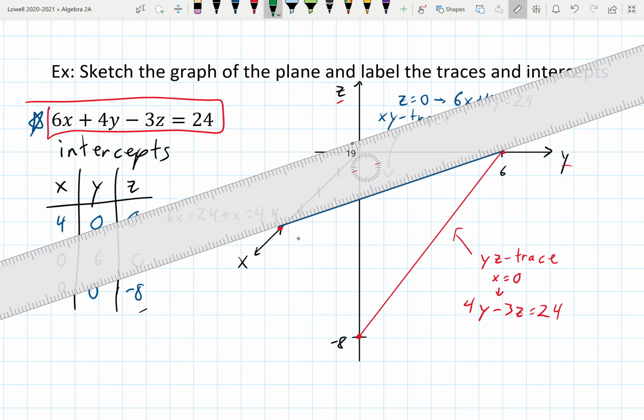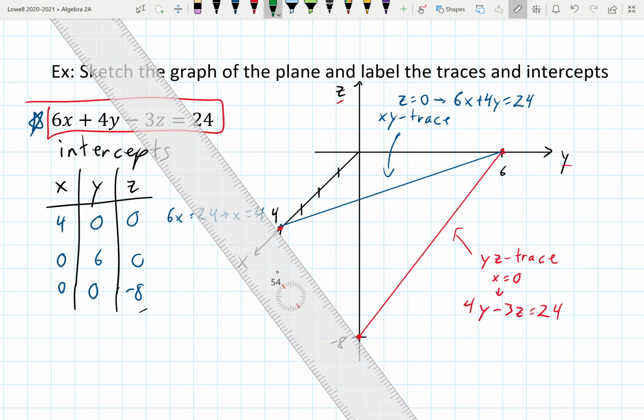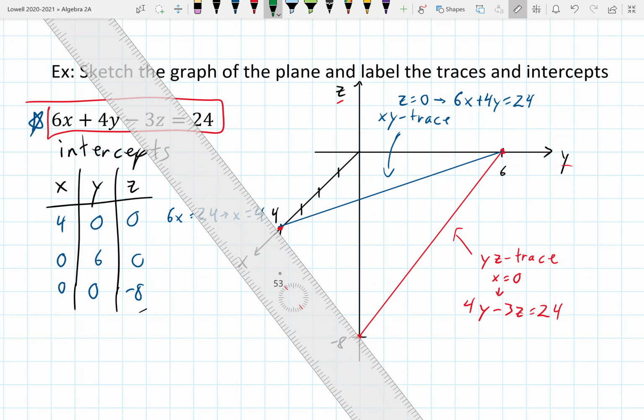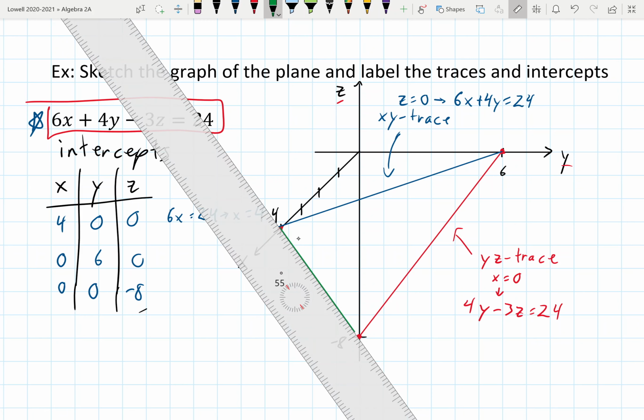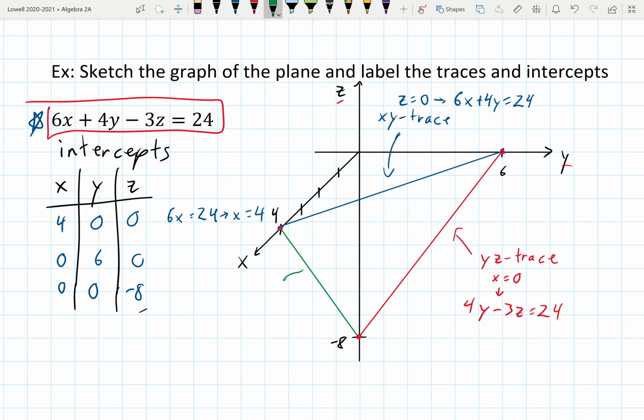Last but not least, I'll do this one in green. If we have x and z right here, this line right here is our xz trace. Which is, again, where our plane of interest crosses through the xz plane. And that is where y equals 0. And so our equation of the xz trace would be 6x minus 3z equals 24.